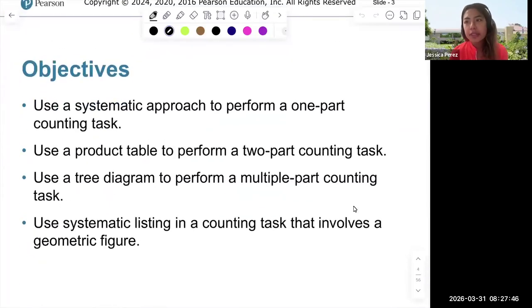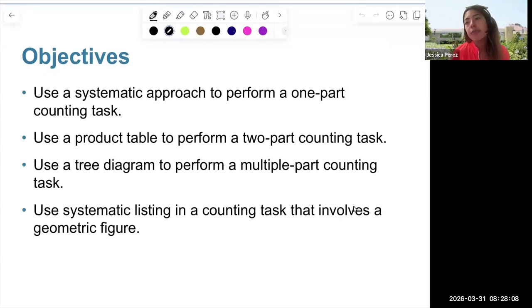What are the objectives of the section? We are going to be using a systematic approach as one part of a counting task. We're going to be using something called a product table to perform a two-part counting task. We're going to be using a tree diagram, and we're going to use systematic listing for a counting task that involves a geometric figure. So we're going to see different types of approach for the same type of counting, which is listing counting: the product table, a tree diagram, and a geometric figure.